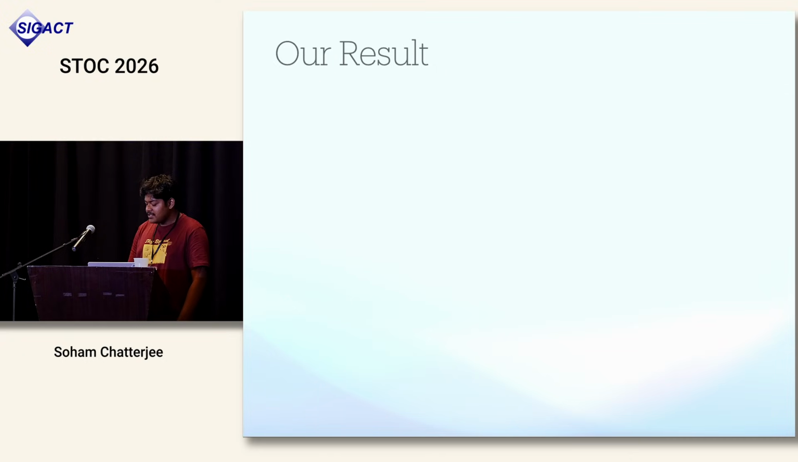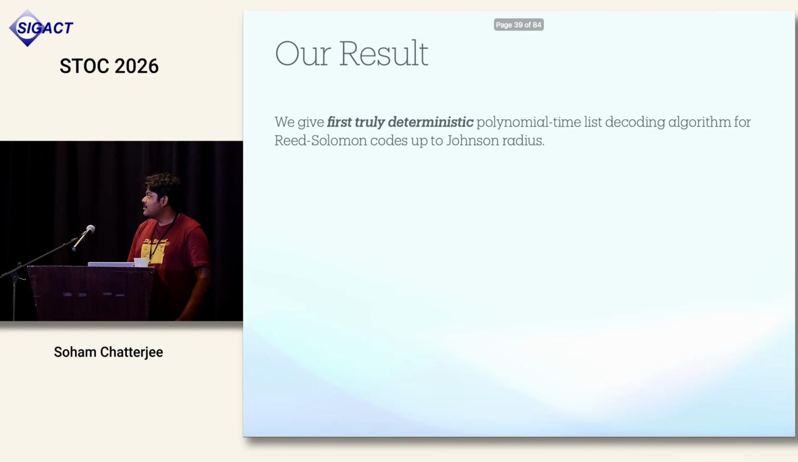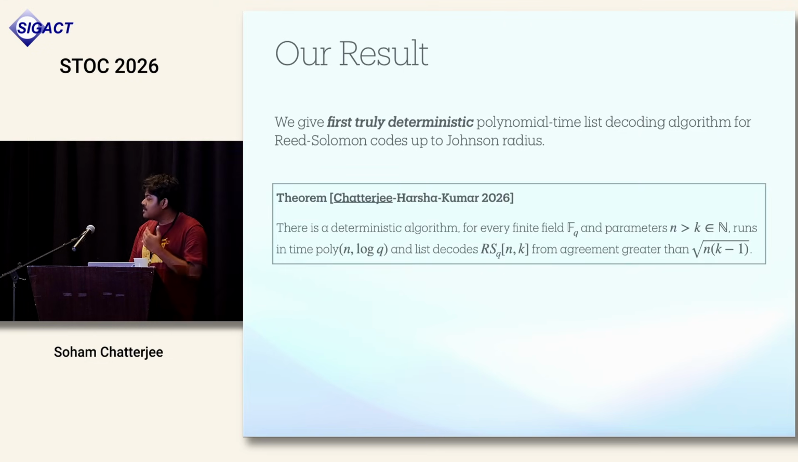So what we gave is a replacement for the second step, the factorization step. We gave a deterministic algorithm for simulating the factorization step, with deterministic runtime polynomial of n and log q, and that list decodes Reed-Solomon codes up to the Johnson bound.